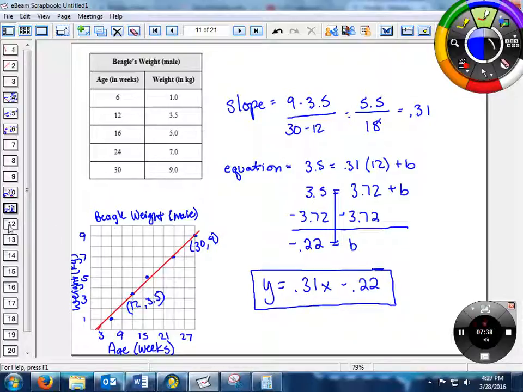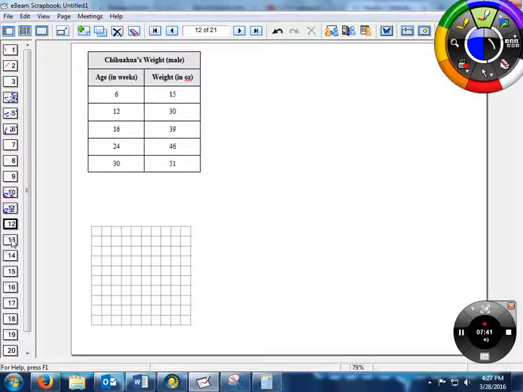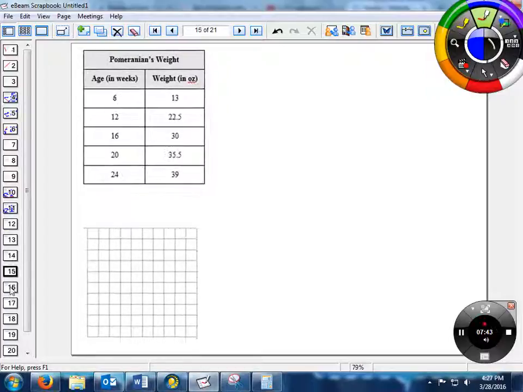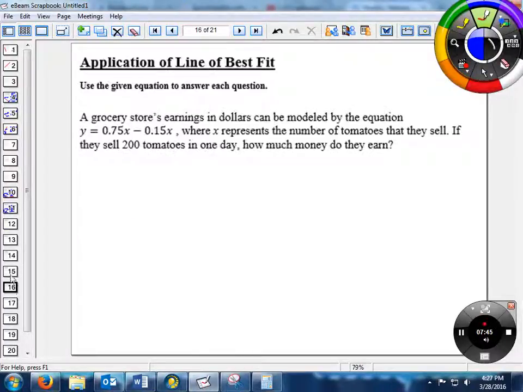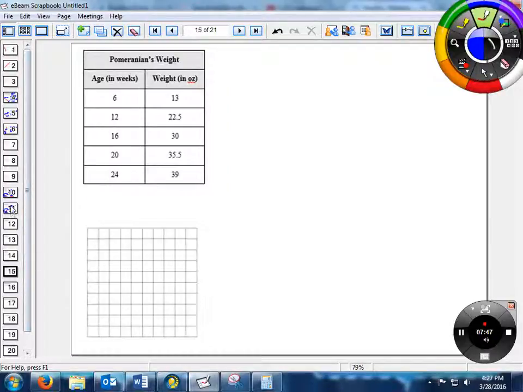Now, those are 2 examples for you. You do have, in this case, 4 problems to finish tonight for homework. Those are going to be very similar to what we just did. You're finding your slope, then finding your y-intercept. Make sure you plot your points, draw your line, find your slope, y-intercept, equation. And that's the order.